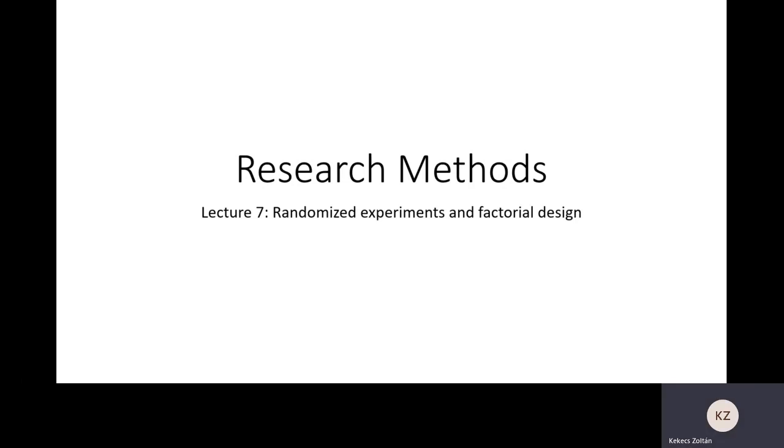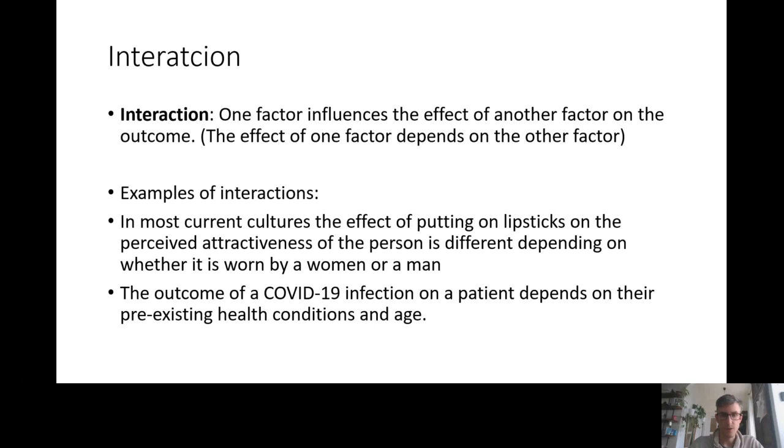So in this last video for the lecture, we are going to talk about factorial designs. The whole idea of factorial designs starts with realizing that effects of any variable are not isolated. They are usually interpretable in a system, and the variables present or influencing the system also influence the effect of each other. So you have an interaction if one factor influences the effect of another factor on the outcome.